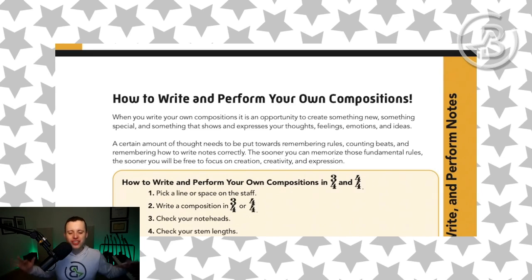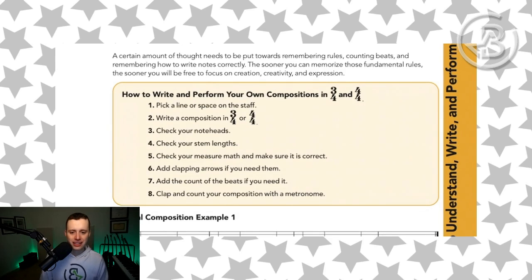Now everything really comes together. The note heads, the stems, the measures, the bar lines, the final bar lines, the time signature, the percussion clef, the measure math, the note spacing, all come together to allow you to now go and write your own music, your own rhythmic compositions whenever you want. So when you write your own compositions, it is an opportunity to create something new, something special, and something that shows and expresses your thoughts, feelings, emotions, and ideas.